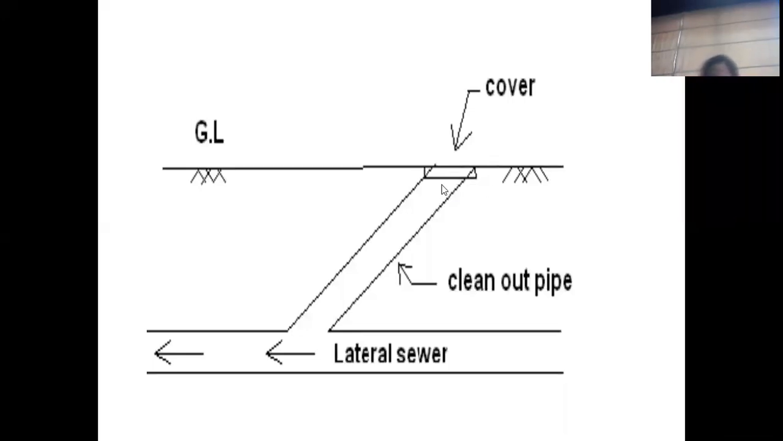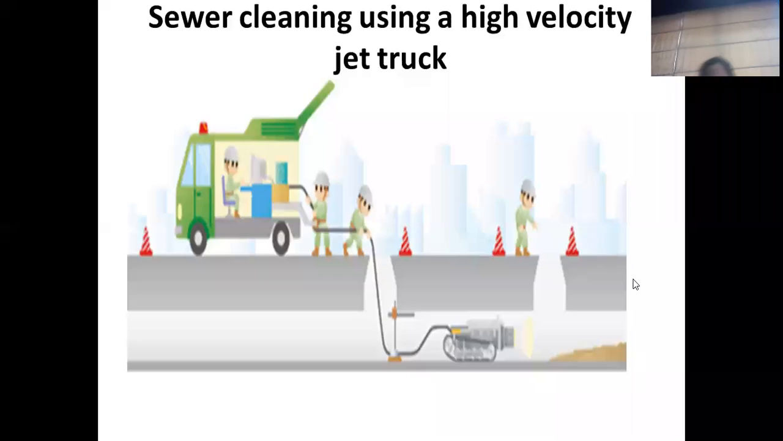clean outs, and through these we can insert a flexible rod, through which we can easily remove the debris material, settled material, sedimented particles present in the lateral sewer. Or we can simply flush an extra quantity of water. Suppose the obstacle has been generated here. If we flush a maximum quantity of water at a time, then it may move along with the water further, and that pipe will open to function smoothly. So this is nothing but the clean out.